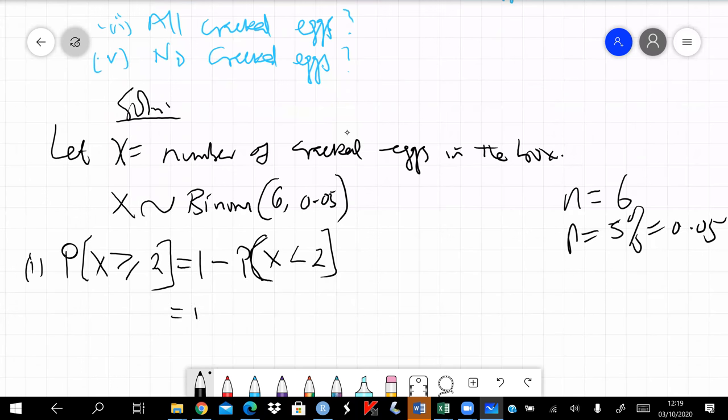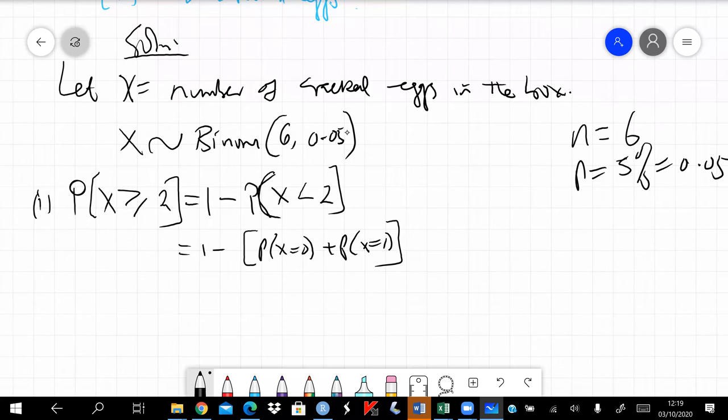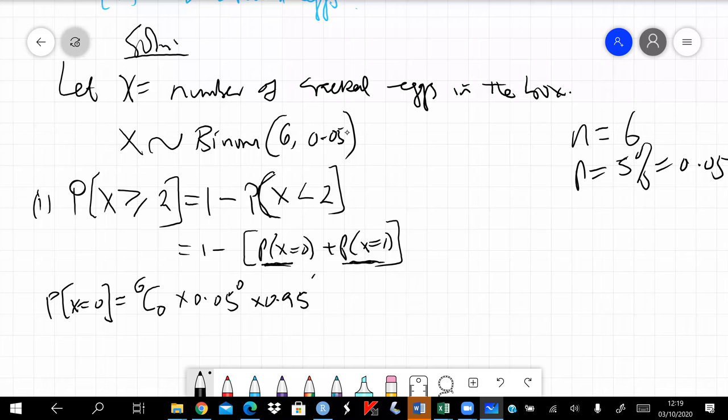So this is the same as 1 minus the probability that X is less than 2, which means X is 0 or 1. So it is 1 minus the sum of P(X=0) plus P(X=1). Let's compute each of these individual probabilities. The probability that X is equal to 0 is 6 choose 0, times 0.05 to the power 0, times 0.95 to the power 6 minus 0. The combination and the power of 0 give 1, so we have 0.95 raised to the power 6.